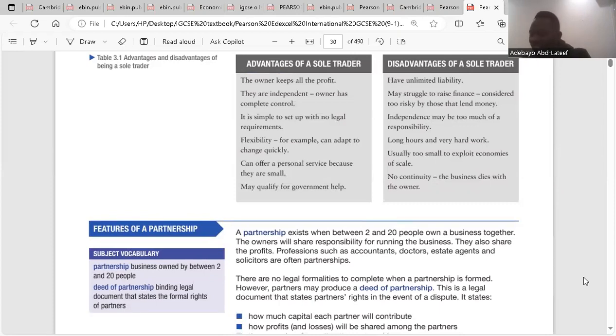Okay? The third one, we find difficulties raising finance. That's the third one I wrote. It's difficult for sole traders to get money from external sources. So most of the time, sole traders use their own personal money to start the business. Is it clear?